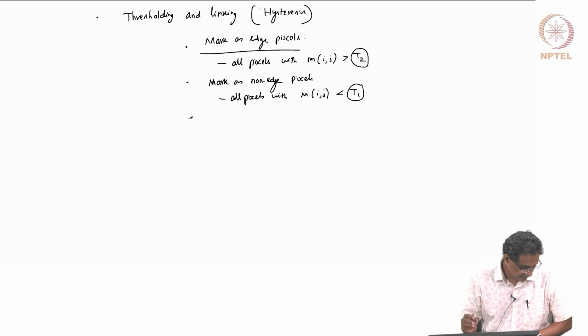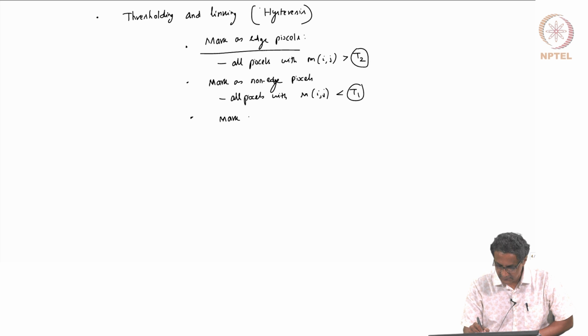I'll write it down. Mark as edge pixels all pixels with M of ij greater than T1 but less than T2 that are 8-connected.